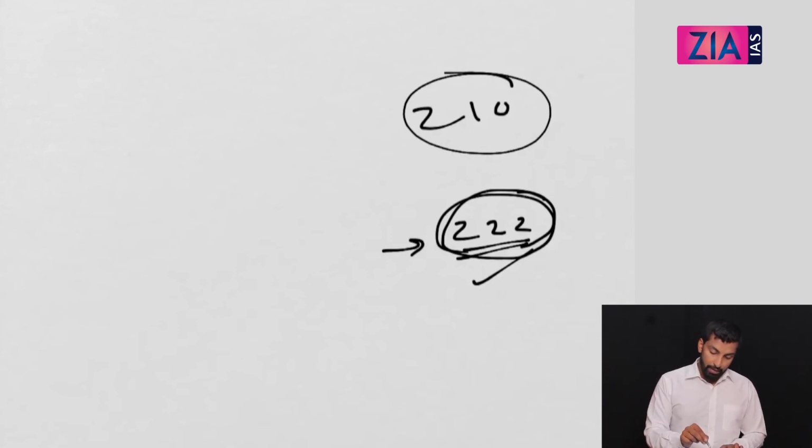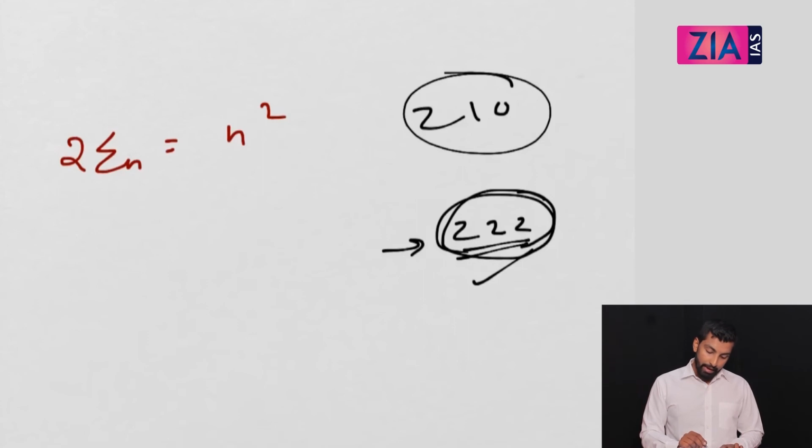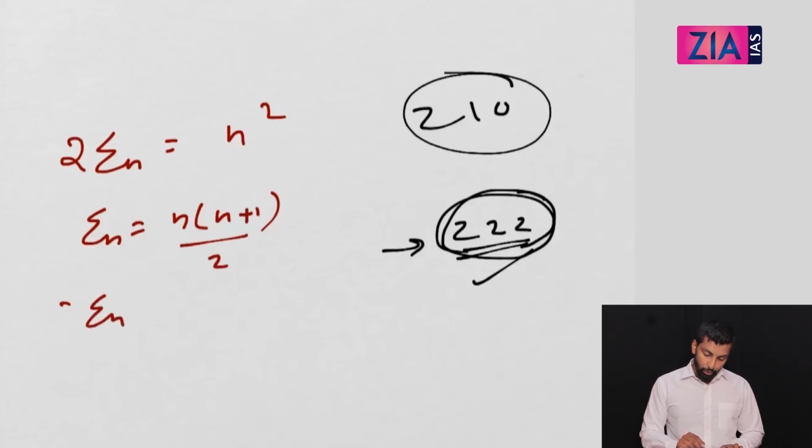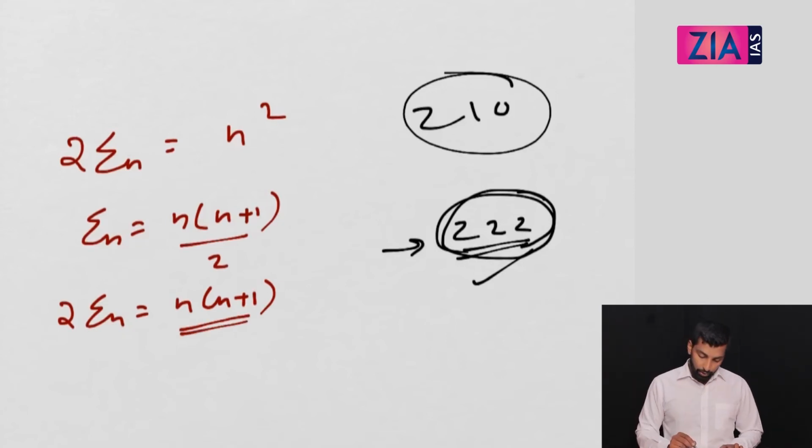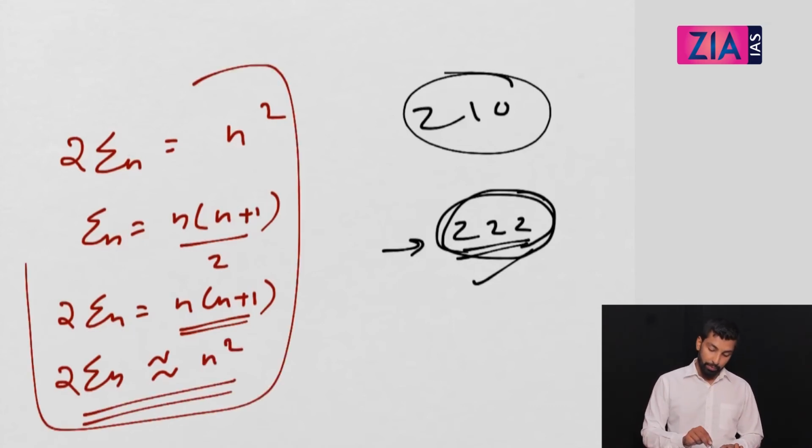If you remember, I have already told you 2 times sigma n is actually n square. For those who missed out, sigma n is equal to n into n plus 1 divided by 2. So 2 times sigma n is equal to n into n plus 1. Compared to n, 1 is very small, so you can approximately write 2 times sigma n is equal to n square. And we are going to use this concept here.